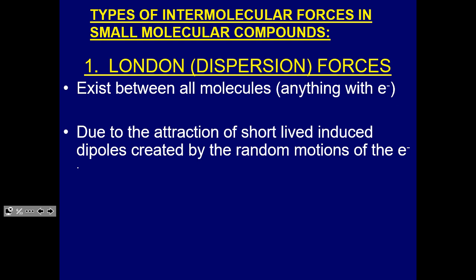Now it says, due to the attraction of short-lived induced dipoles created by the random motions of the electrons. This is different than what I would have said last year. Last year I just said, the electrons from one atom are attracted to the protons of the other atom. And I left it at that because I didn't want to get into detail about what are called induced dipoles. All right?